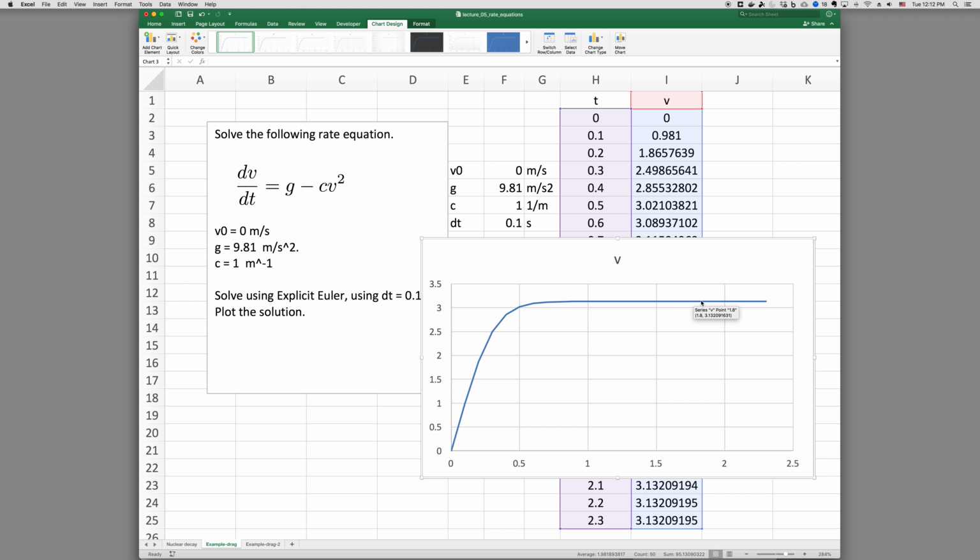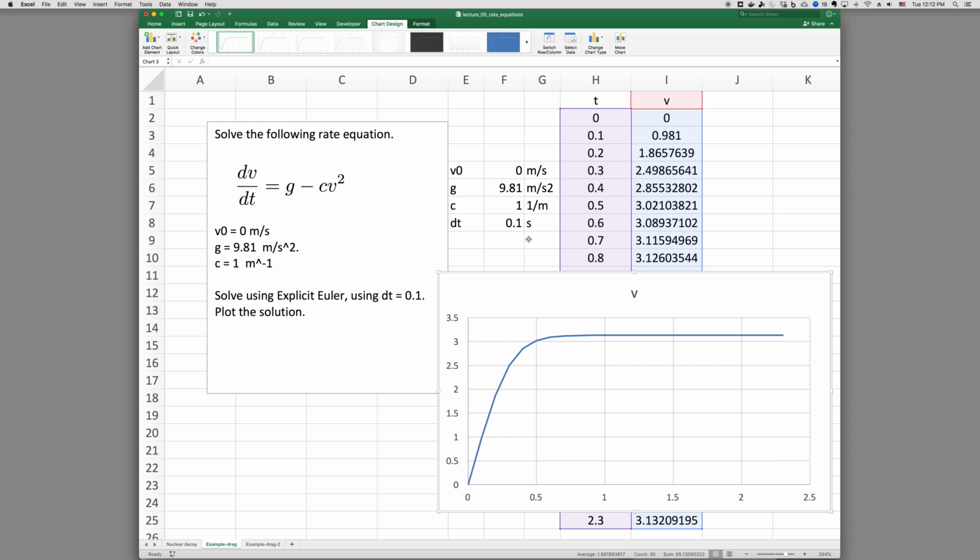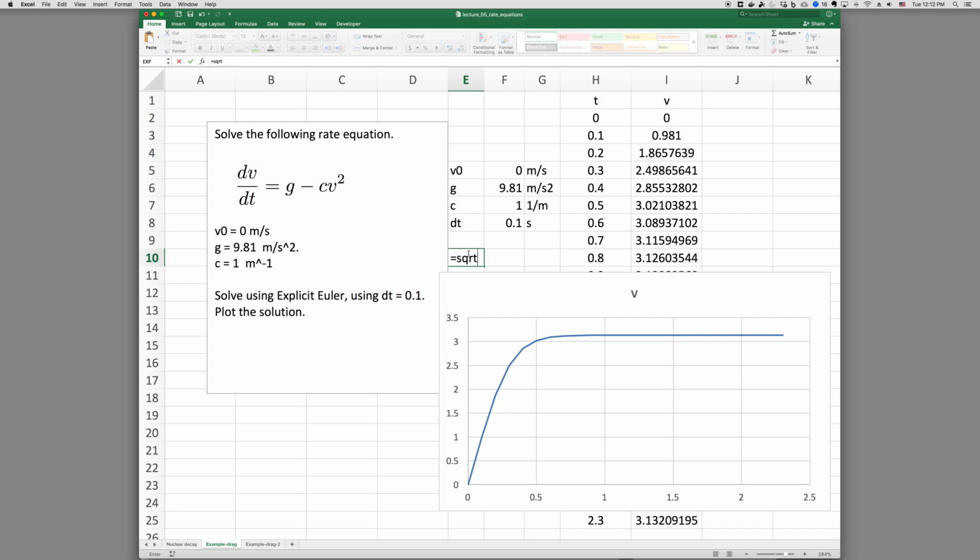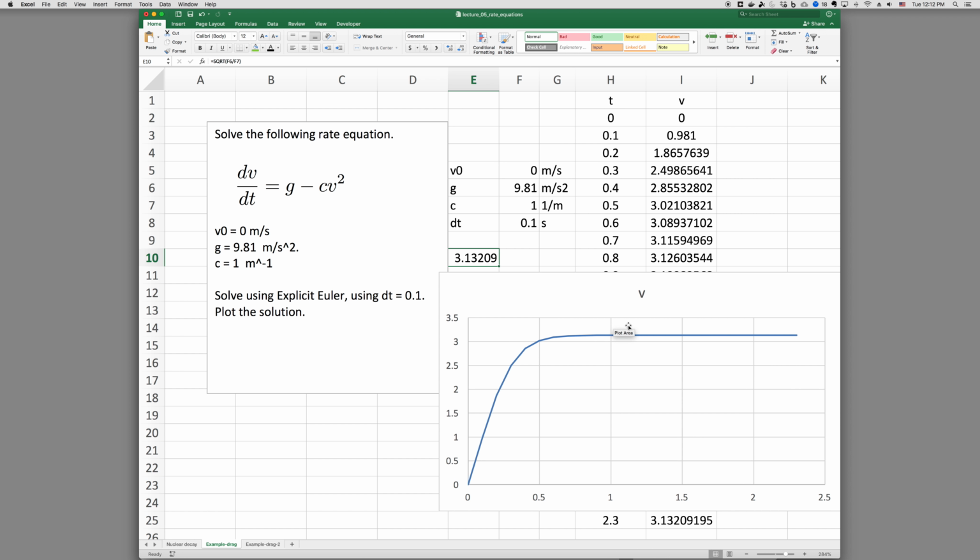We call this the terminal velocity, and we can evaluate the value here. It's 3.132. If we solve this equation for when the slope is 0, solve that for v, then v would be equal to the square root of g over c, and not g over c. That cell divided by this cell, we get 3.13. So same thing. 3.132 and 3.132. Very good.